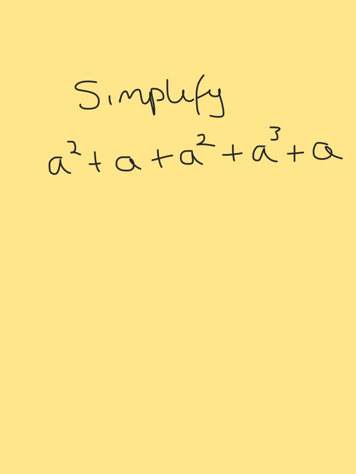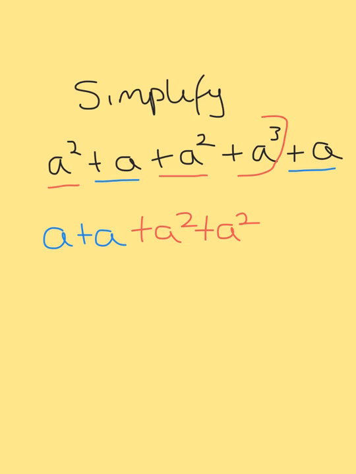Here's a tricky one. Simplify the following. So a squared plus a squared plus a cubed plus a. Well, let's check what we have first. So I can see a plus a and a plus a. A plus a. Then I have an a squared and an a squared. And finally I have this plus a cubed by itself.